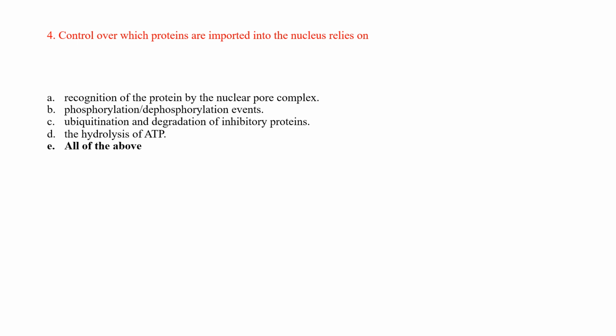All 4 steps need to occur in order to import certain types of proteins, in this case transcription factors, through the nuclear pore. So in this case, we are looking to phosphorylate an inhibitory protein to allow the inhibitory protein to release and allow the transcription factor to be transported or first recognized by a nuclear pore. And this also involves other phosphorylation and dephosphorylation events, as well as the ubiquitination and degradation of the inhibitory proteins.